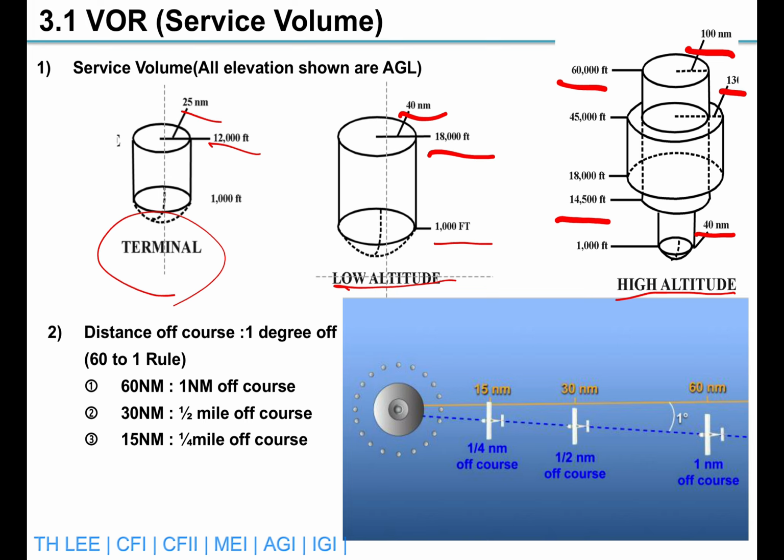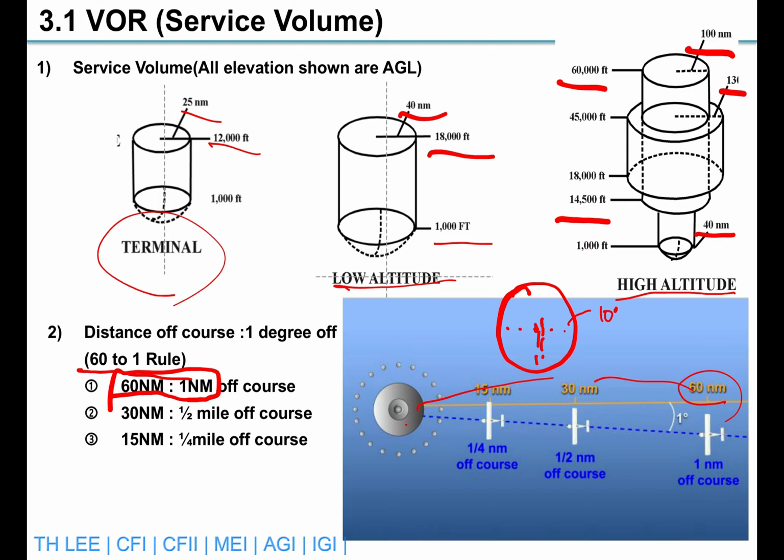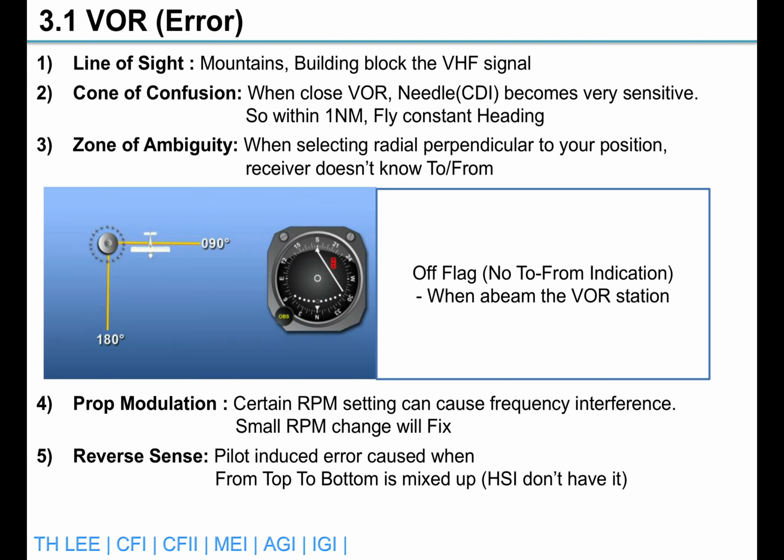Let's connect this to the 60 to 1 rule. The rule states that 1 degree of course deviation equals 1 nautical mile off course at 60 nautical miles. So in your indicator, the full deflection means 10 degrees. And if I deflect 1 degree at 60 nautical miles from the station, it means 1 nautical mile off course from the radial. Let's review common VOR errors.